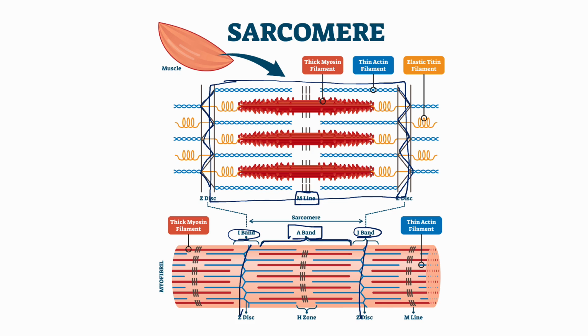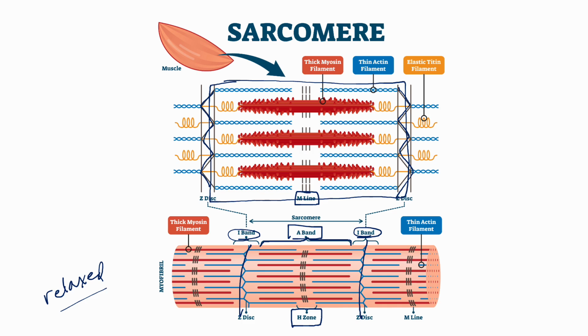Now, there's one other region that I want to point out to you, and that's this H zone. What's different about the H zone from the rest of the A band? Right now, this is a sarcomere when it is relaxed, in other words, when the muscle or the sarcomere is not contracting. When it is relaxed, in the H zone we only have the myosin filament. We don't have any of the actin filament present.